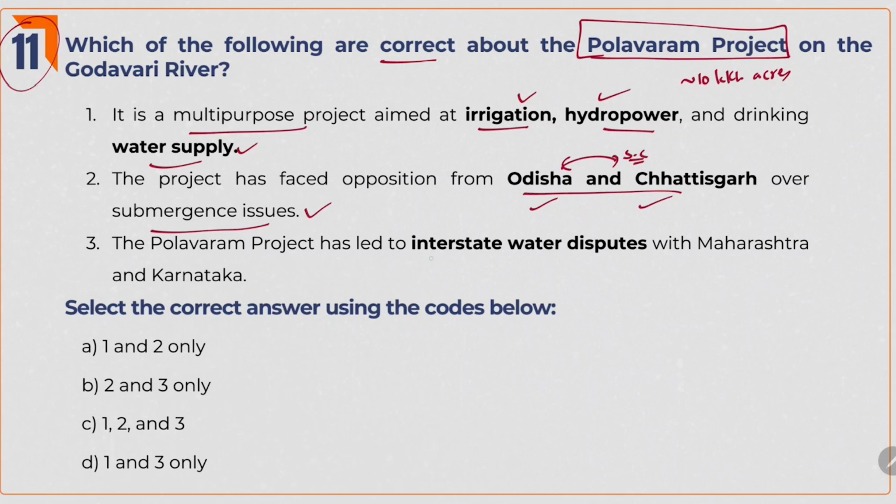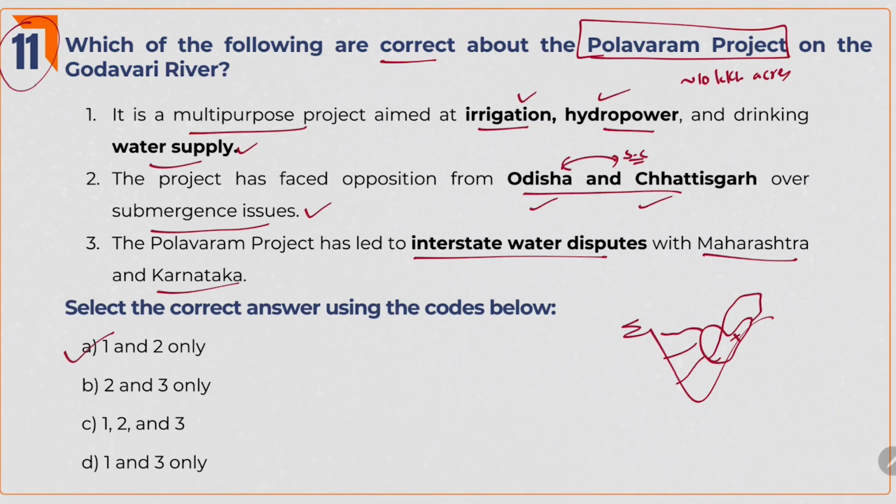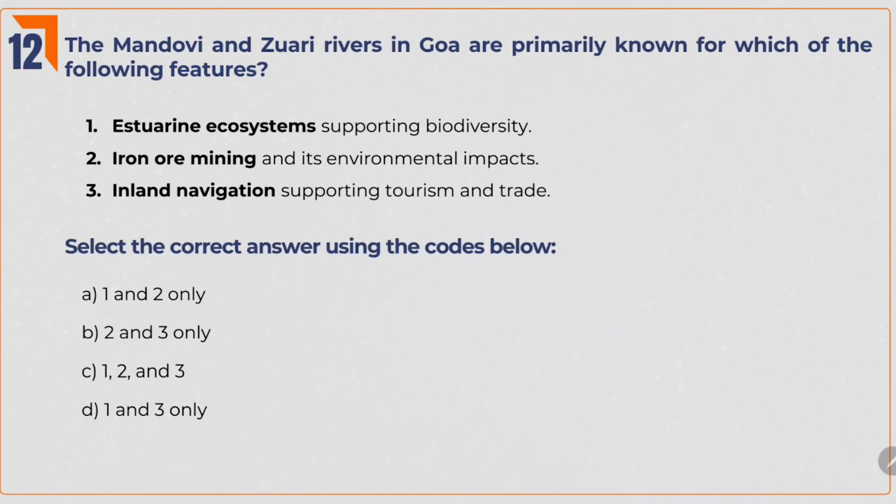The Polavaram project has led to an interstate water dispute with Maharashtra and Karnataka. Why? If you see the map here, Andhra Pradesh is located somewhere here. The Polavaram is here. Odisha and Chhattisgarh are nearby, so they raised the issues. But Maharashtra is located somewhere here and Karnataka here. There is Telangana, a state itself, in between Andhra and Maharashtra, Karnataka. So Maharashtra and Karnataka have nothing to do with the Polavaram project. So here the answer is 1 and 2. Even if you have a basic idea of the location of the Polavaram project and the surrounding states, you can simply answer this question. Next one.